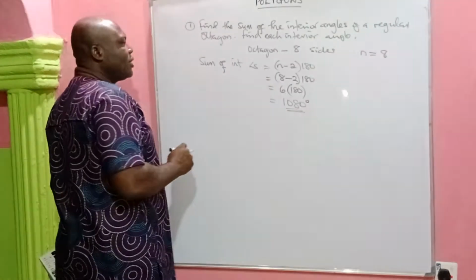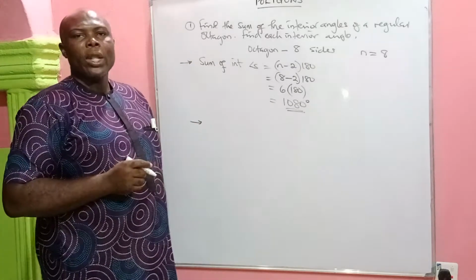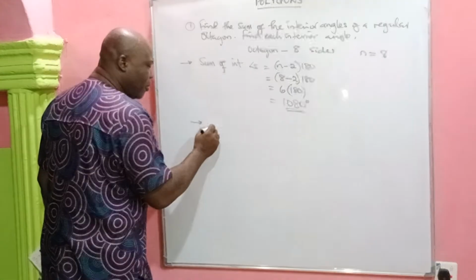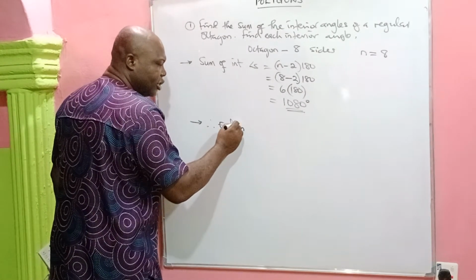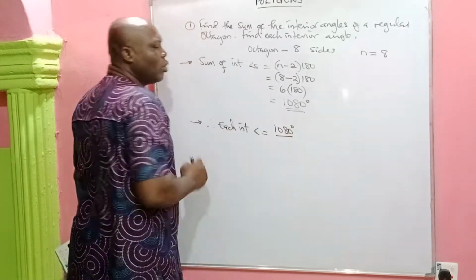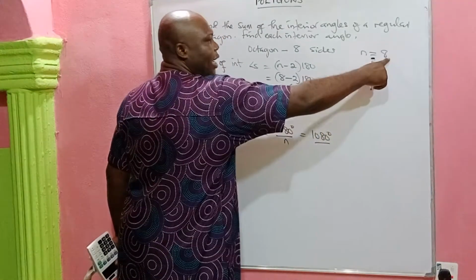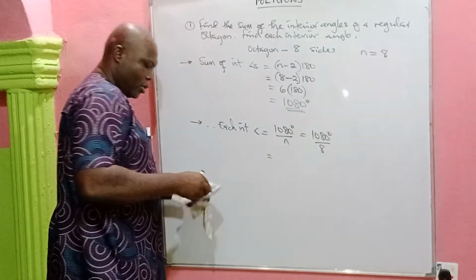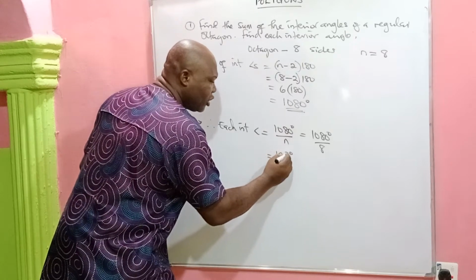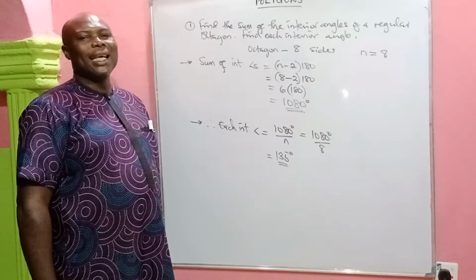Note of that. Now, since the polygon is regular, it therefore means that each interior angle will be found by dividing that 1080 degrees by the number of sides the polygon has. That is 1080 divided by n, which is 8. 1080 divided by 8, you have 135. It therefore means that each of the interior angles of that regular octagon will be 135 degrees.